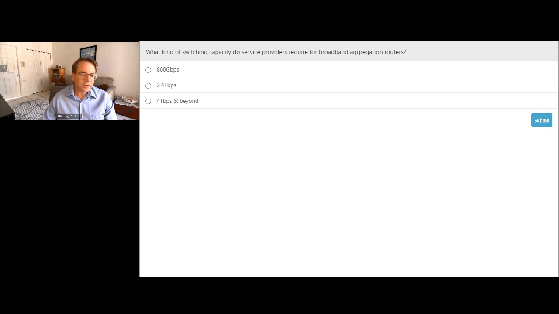And you can see there are three options here: 800 gigabits, 2.4 terabits, or 4 terabits and beyond. So this is the capacity of the switch to meet that application. I'll give a moment for the audience to respond.